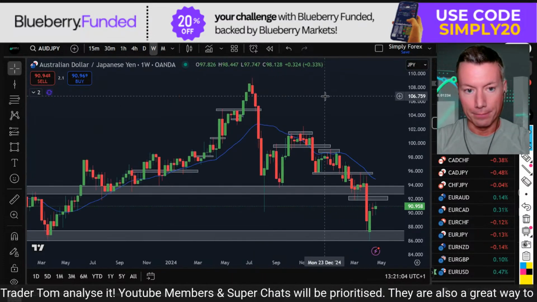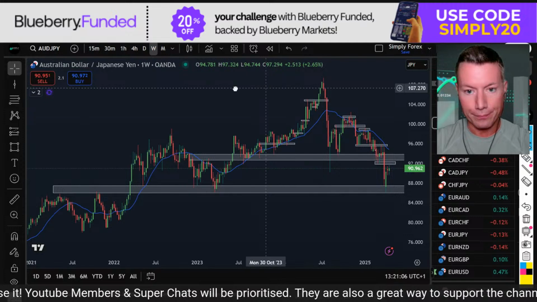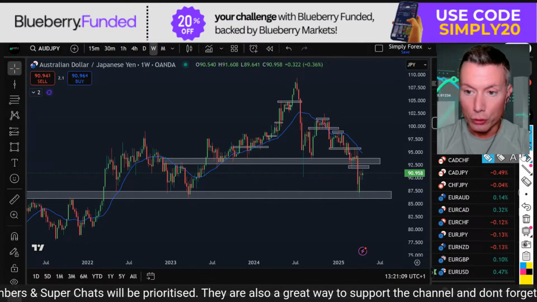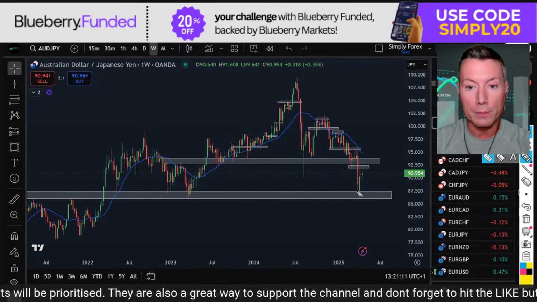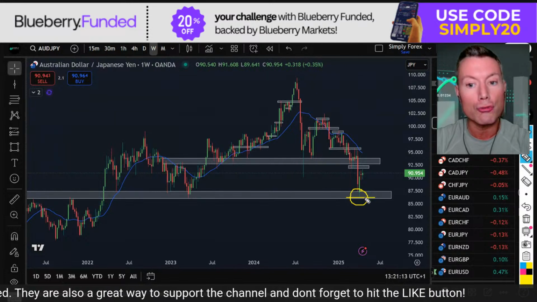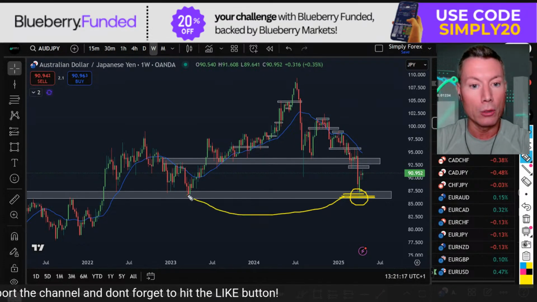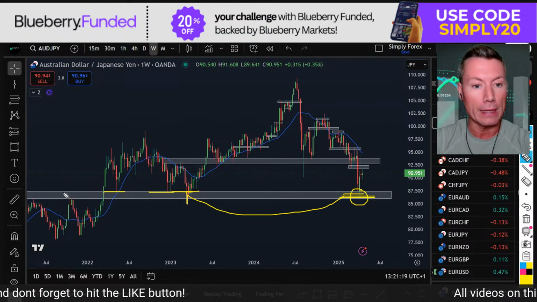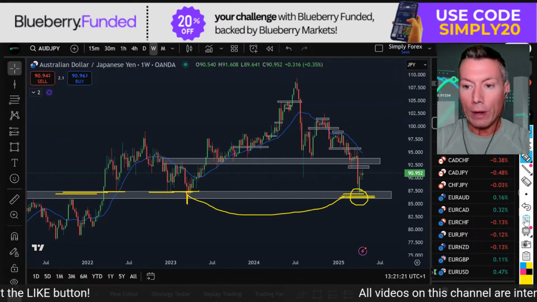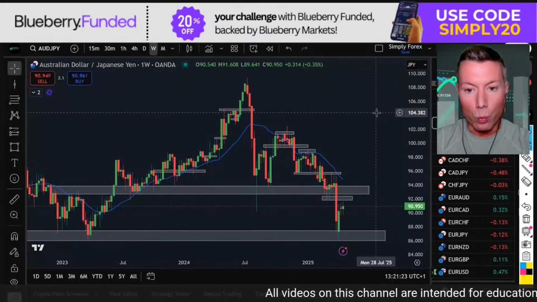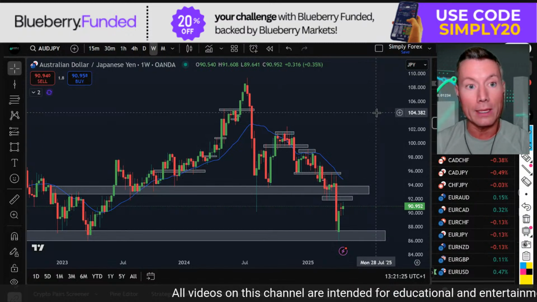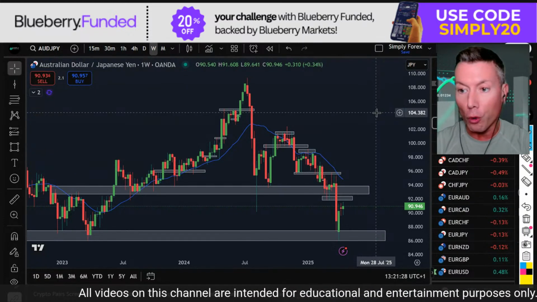Okay, so I'm going to zoom out a little bit because we have to zoom out. I mentioned this yesterday. We have to zoom out because prices are at such extremes. And when prices are at such extremes, you have to go back some to start finding levels. Right, so looking at the weekly chart, we're going to analyze Aussie dollar yen together for Rahil.